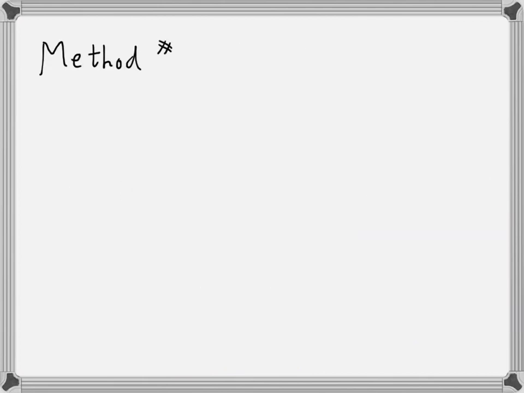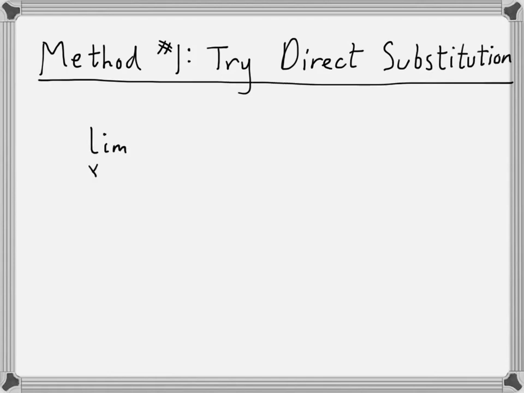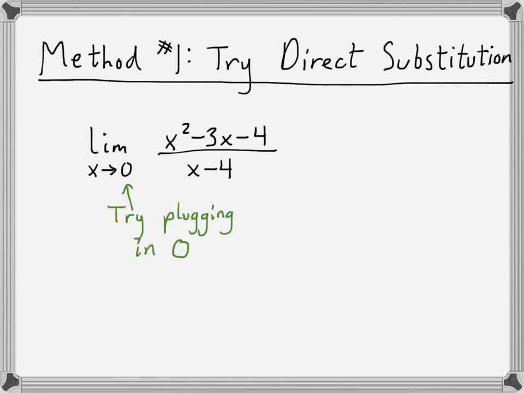Our first strategy, method number 1, is to try direct substitution. This is the one you always try first because it's simple and straightforward and easy, and if it works, then great, you don't have to do any more work. So let's try the limit as x approaches 0 of x squared minus 3x minus 4 all over x minus 4. When I say direct substitution, what I mean is just try plugging in the value that x is approaching. Let's try plugging in 0, see what happens.